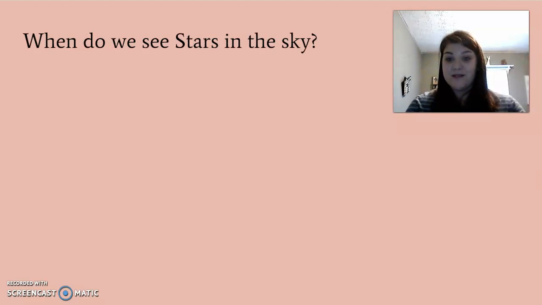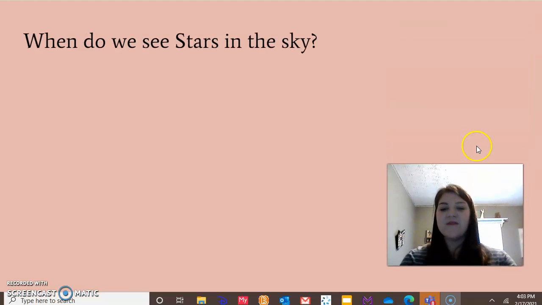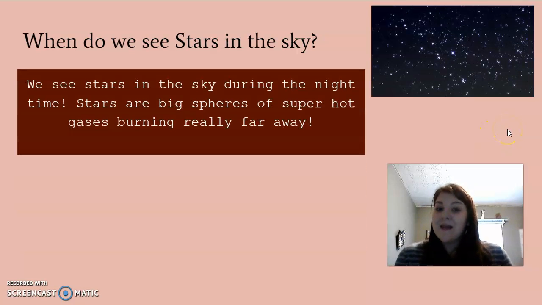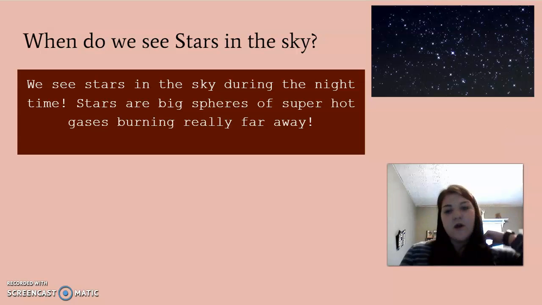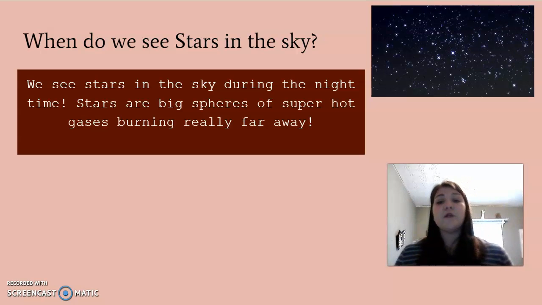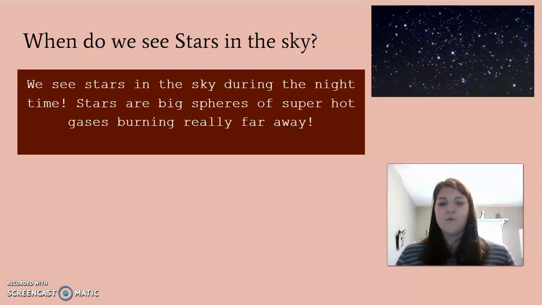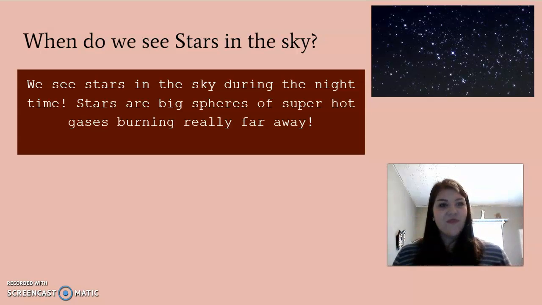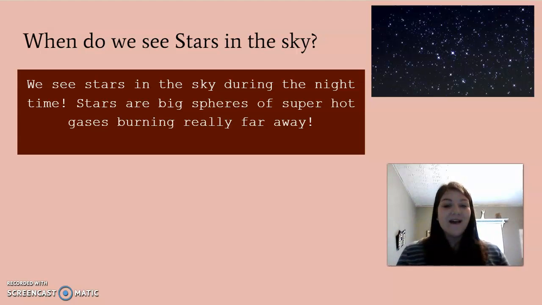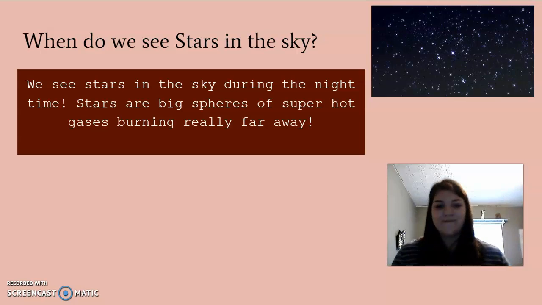When do we see stars in the sky? So when in the day do we see stars? We see stars in the night, during the nighttime. So stars are these really big spheres of super, super hot gases that burn really, really far away in the universe. But they're so big and they're so bright that we can still see them here on Earth. But even though they are really big, they're really teeny tiny to us when we look up in the sky just because they are so far away.